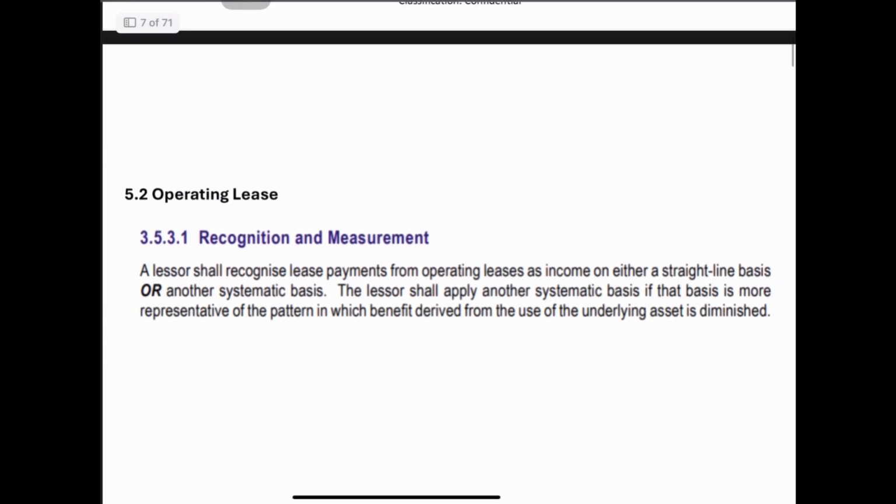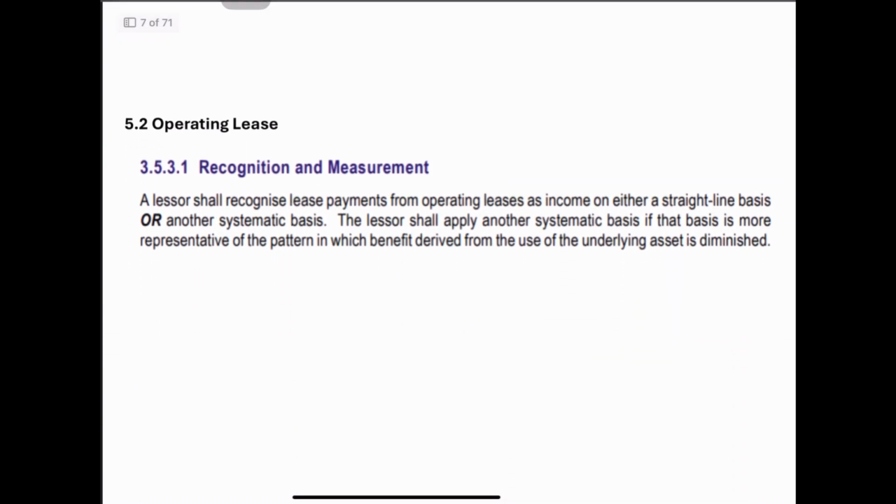Okay, done. So that was the example on the finance lease. Now we will move to operating lease.